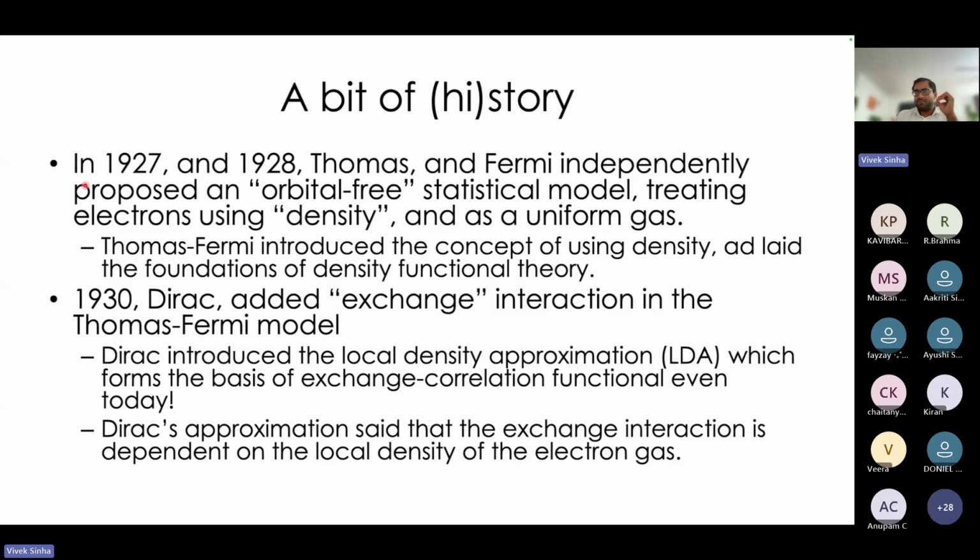But the beauty of this approximation is that it actually laid the foundation of how we deal with exchange and correlation even today. And this is still applied to solids in a certain modified form. Dirac's approximation said that the exchange interaction is only dependent on the local density of the homogeneous electron gas. Later on, when we talk about exchange correlation functionals, we will see how we slowly build upon this. So what happened between 1925 and 30, especially, laid the entire foundation of how DFT essentially revolutionized chemistry.